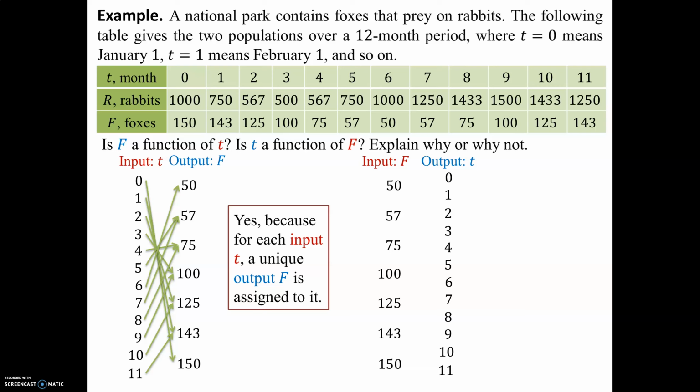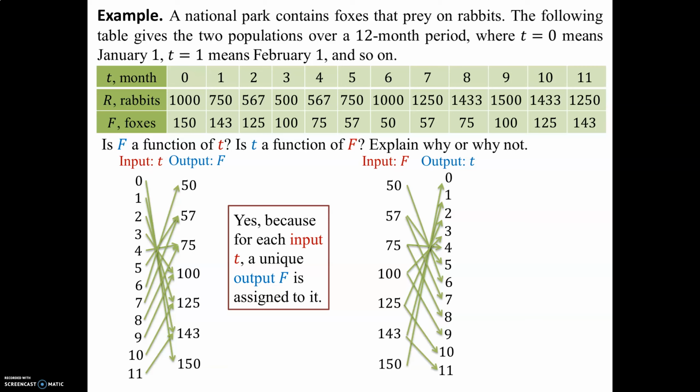Again, based on how the table is constructed, we can now draw our mapping. 150 goes to 0, 143 goes to 1, 125 goes to 2, 100 goes to 3, 75 goes to 4, 57 goes to 5, 50 goes to 6, 57 goes to 7, 75 goes to 8, 100 goes to 9, 125 goes to 10, 143 goes to 11.